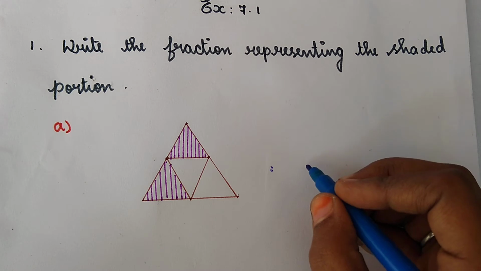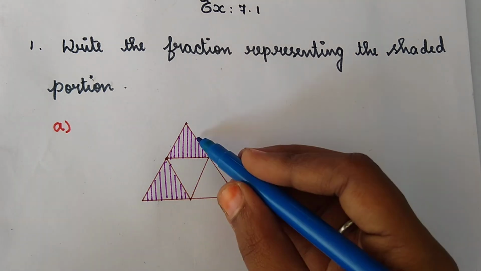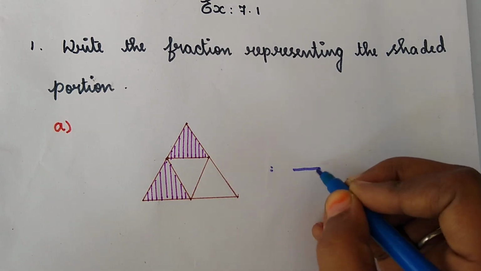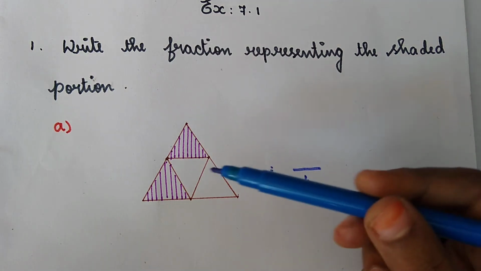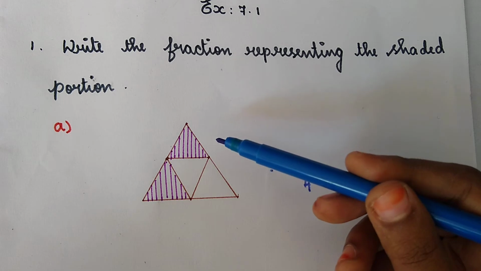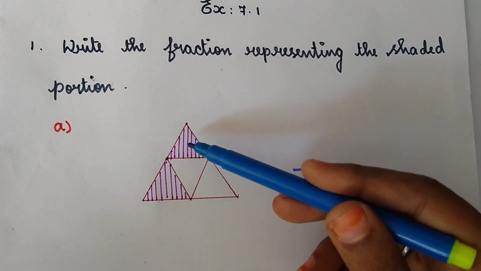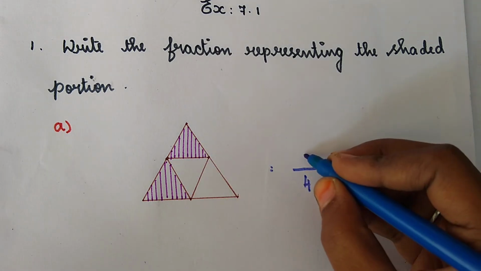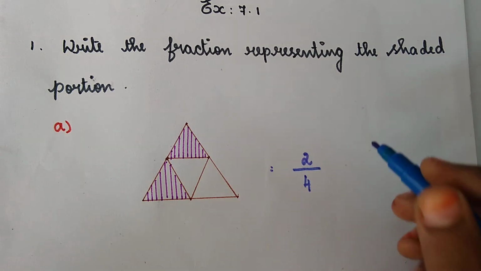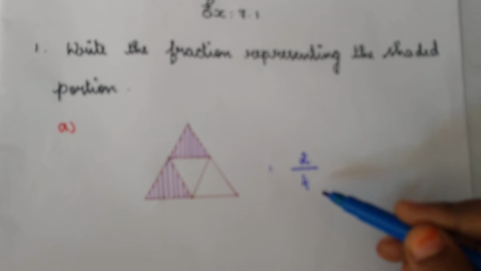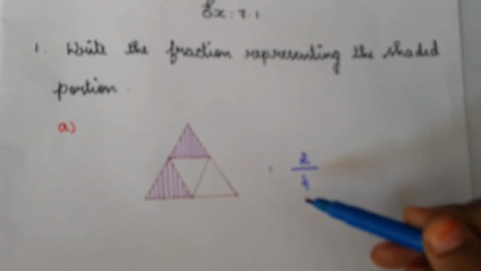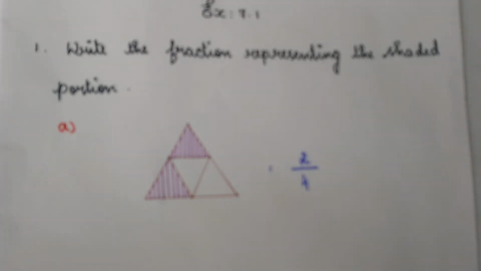So the answer is: here, the whole means the total number of parts. How many parts? 4. How many parts are taken from this whole? Only 2 parts, the 2 shaded portions. Okay, so we can say 2/4 of the triangle is shaded.